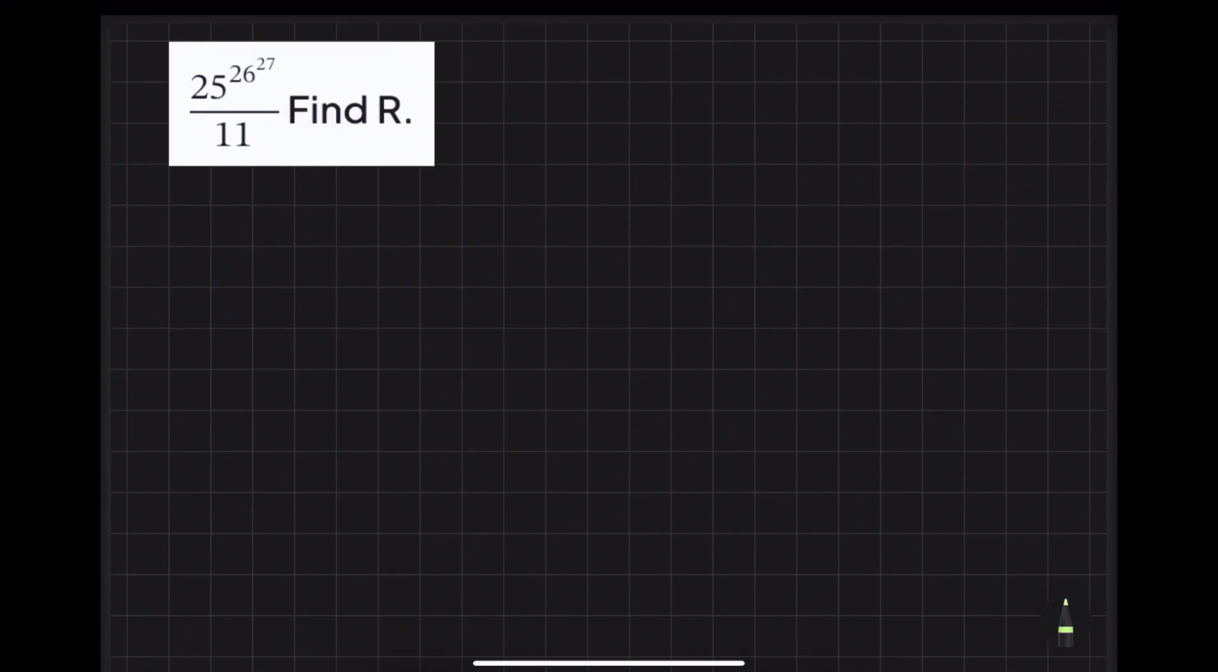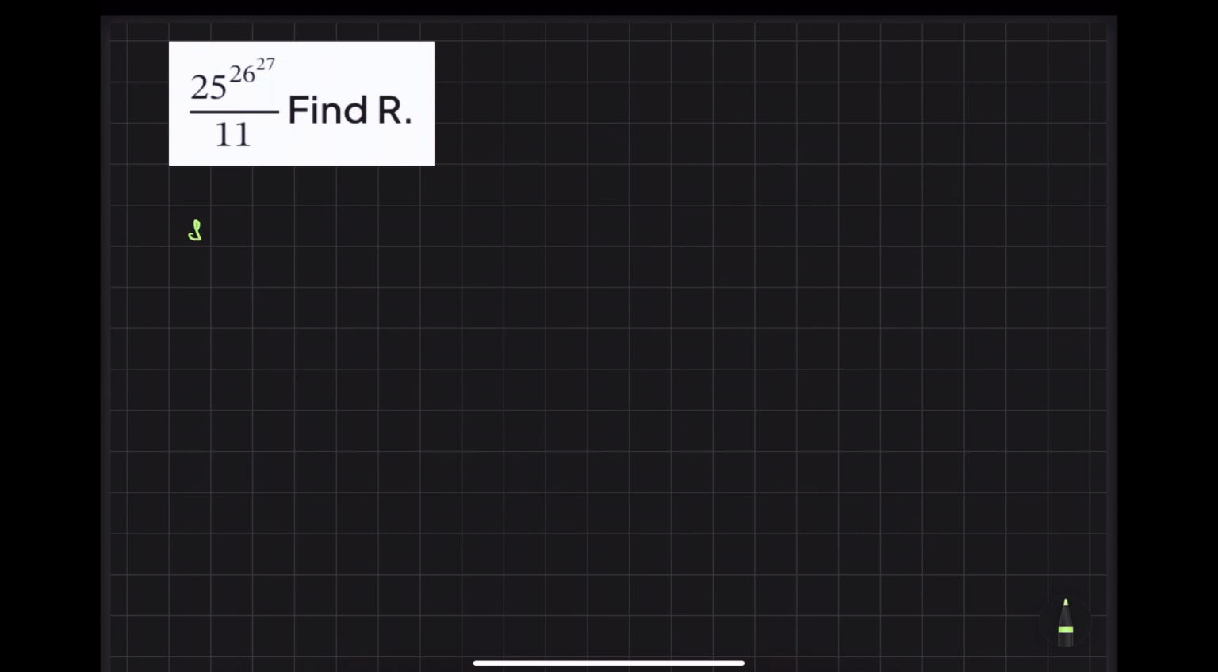So we got this situation: 25 power 26 power 27 divided by 11, find the remainder. Okay, so you know that we have to follow certain steps.